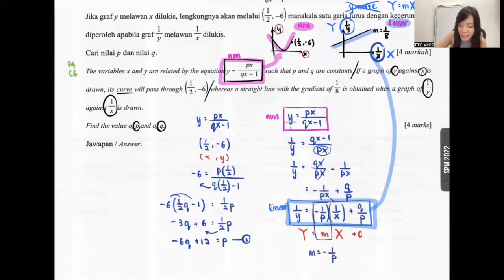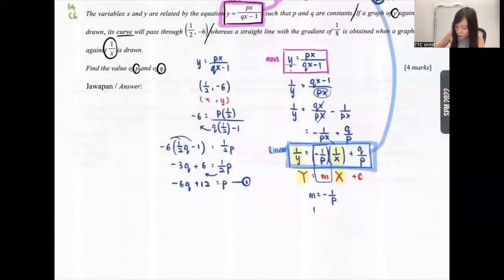By the way, I'm checking for you, just in case you're thinking, teacher, are you sure this one is correct? Correct. Because my big Y is 1 over y. Isn't it the same as whatever I need to become? My big X is 1 over x. Isn't it again the same as whatever I need to become? So I'm quite sure I'm correct, okay? So my gradient is negative 1 over p. But you tell me the gradient is 1 over 8.